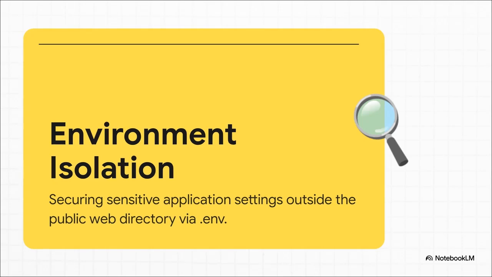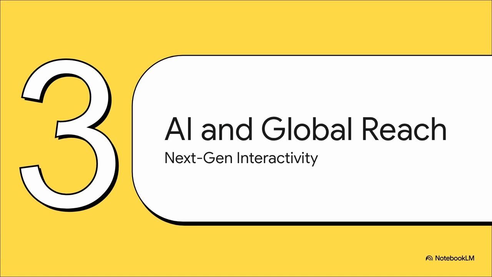But honestly, the absolutely crucial point is this concept right here, environment isolation. Securaine uses a .env configuration to isolate your environment. What does this mean in plain English? Basically, all of your sensitive application settings, like database passwords, API keys, all that good stuff, are stored securely outside of the public web directory. So even if a malicious actor is poking around your public-facing web folders, your back-end credentials remain completely invisible. They are locked away. Let's jump to part 3, AI and global reach, next-gen interactivity.